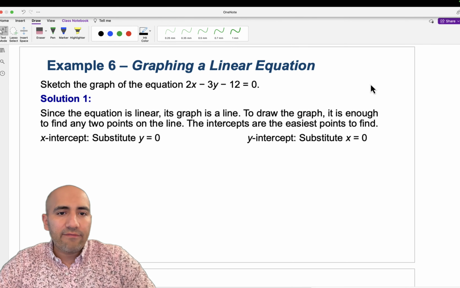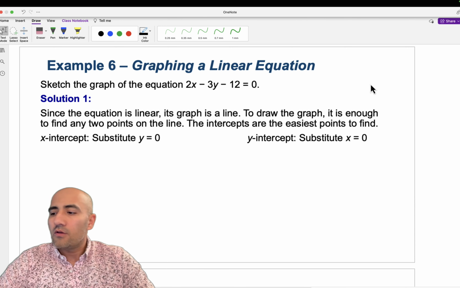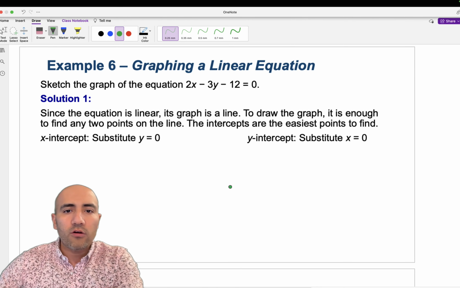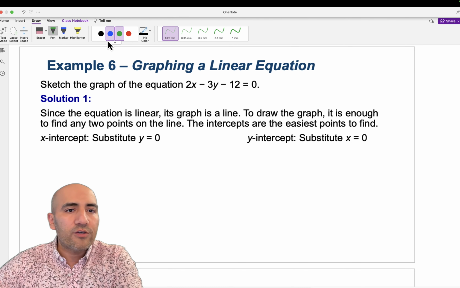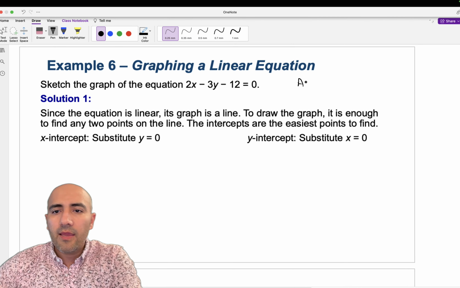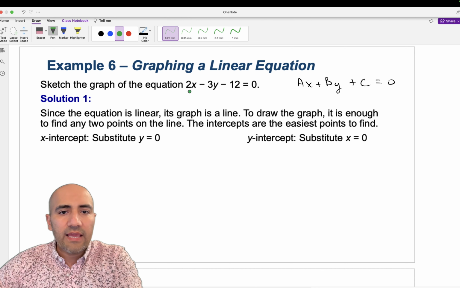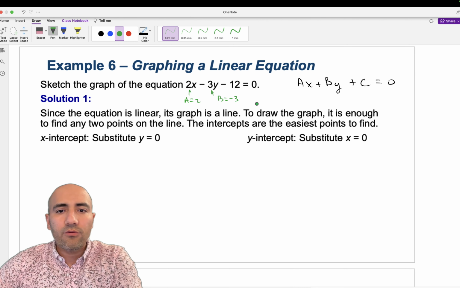Okay, sketch the graph of the equation 2x minus 3y minus 12 equals 0. Notice that this fits the form of a linear equation, ax plus by plus c equals 0. The a is being played by a 2, the b is being played by a negative 3, and finally the c is being played by this negative 12. So it fits this form. We know it's a line.